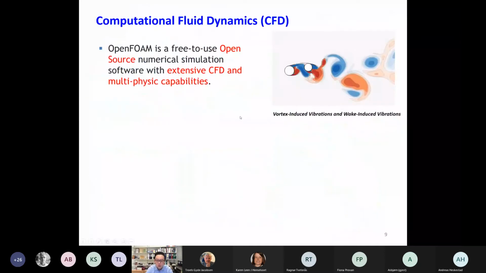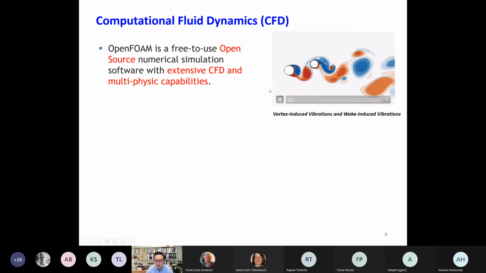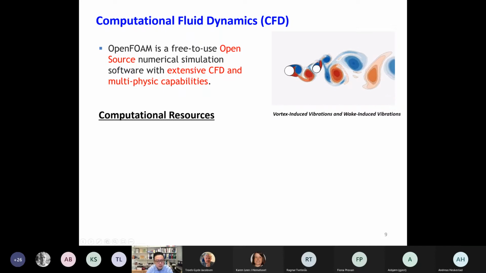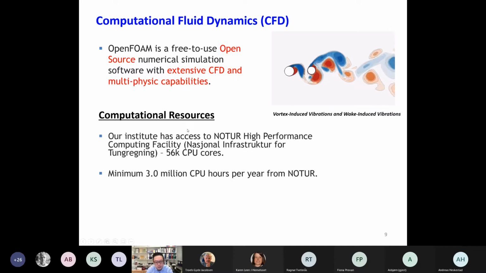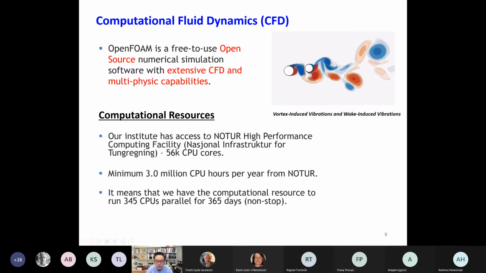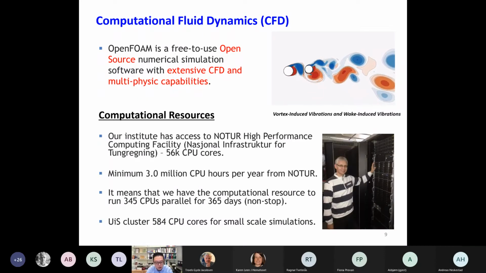It's from UiS. And we also work on OpenFOAM. OpenFOAM is an open source CFD tool. And you can see here we do the flow around two pipelines, with FSI, fluid-structure interactions. In order to do CFD, we have a supercomputer. We have access to the national infrastructures for high performance computing. We can use 56,000 CPUs. We got 3 million CPU hours per year from Notur. It means that we can run 345 CPUs in parallel for 365 days nonstop. And in-house, we also have a cluster. Currently, our cluster size is 584 CPUs. We have been using this for industry partners to do some simulations and designs. So all the codes I show can be integrated inside. And this code is open source also. So the OpenFOAM and the open source code have been combined together to do the fish cage. I will show you the result later, and also free of charge.